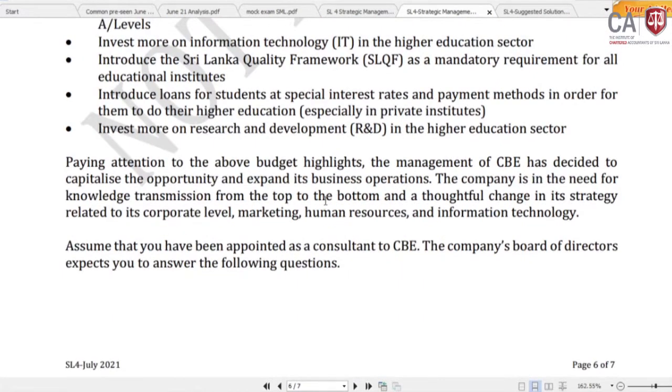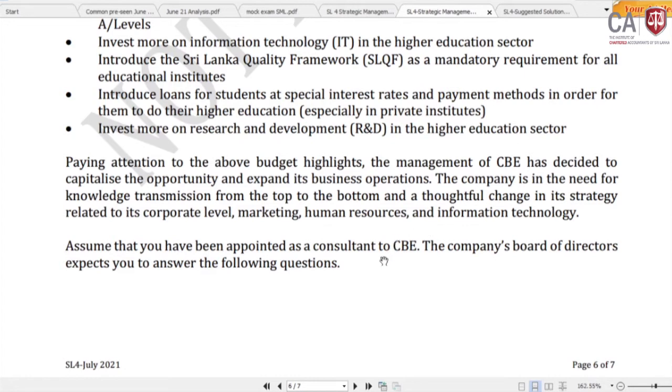Then paying attention to the above budget highlights, the management of CBE has decided to apply the opportunity to expand the business operation. The company is in need of knowledge transmission from the top to the bottom and thoughtful change in its strategy related to its corporate level, marketing, human resource and information technology. Look at that one, the company is in need of knowledge transmission from the top to the bottom and thoughtful change in its strategy.